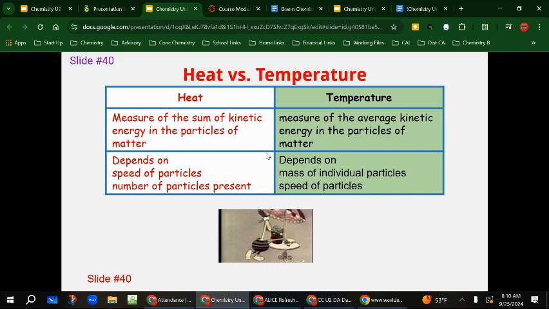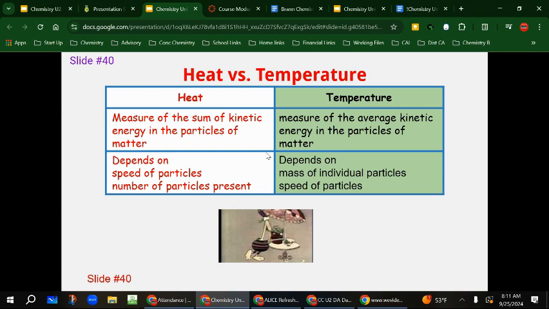One word makes a big difference in these two definitions, doesn't it? Sum, average. Because the word sum is in here, the number of particles now matter. Because the word average is here, the number of particles doesn't. The number of particles no longer matters over here. But again, still, the only way to make something increase in temperature is to change its kinetic energy.